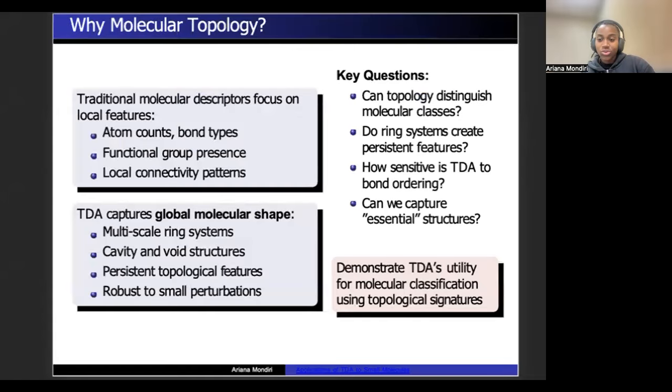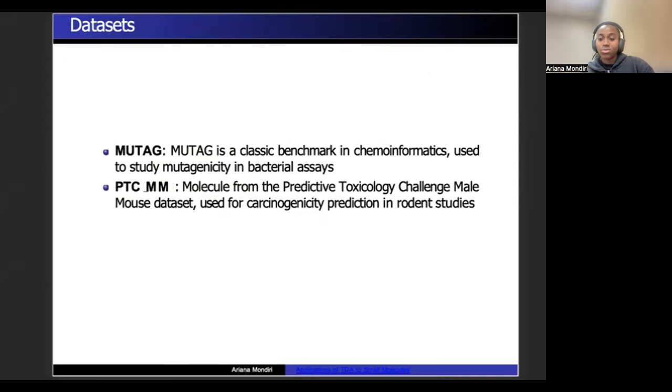So to start with the motivation, when we think of TDA, the main advantage that we get is that we're able to capture the global shape of things. And when we think of small molecules, this is different from more traditional molecular descriptors, which focus on capturing local features. During this experiment, we had some questions in mind that include: can topology distinguish molecular classes? Do ring systems create persistent features? How sensitive is TDA to bond ordering? And can we capture essential structures? So we're basically going to show that TDA is useful for molecular classification. For that, we will mention two datasets, the MUTAG and the PTC-MM.